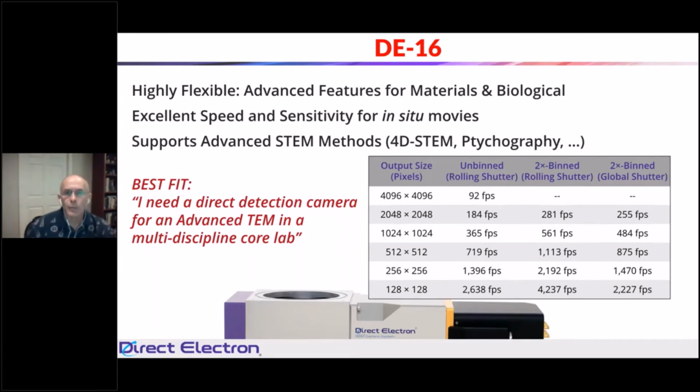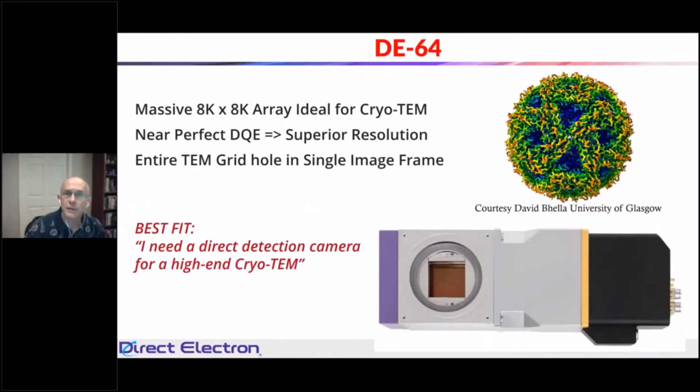The next camera in our portfolio is the De16. This is our largest array of pixels. This is a massive array of 8K by 8K. There is one of these cameras on the cryo-TEM there at the University of Glasgow.